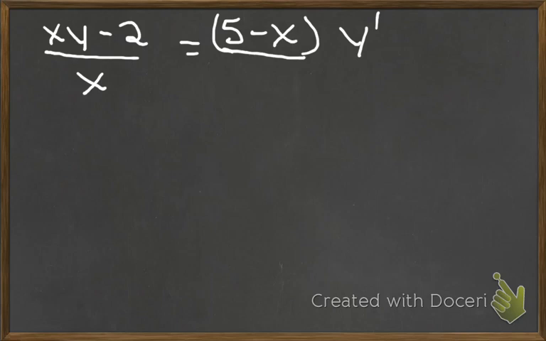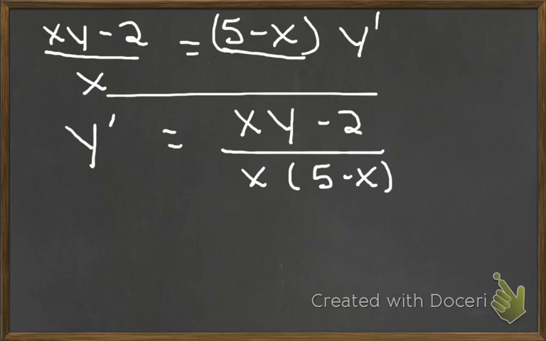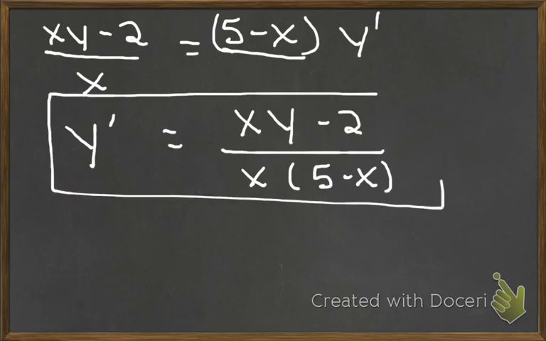So to finish the problem, I get that, and I'll rewrite it so that I put the y prime on the left just because it looks nice. So I get y prime is equal to xy minus 2 divided by x times the quantity 5 minus x. And there's my final answer.